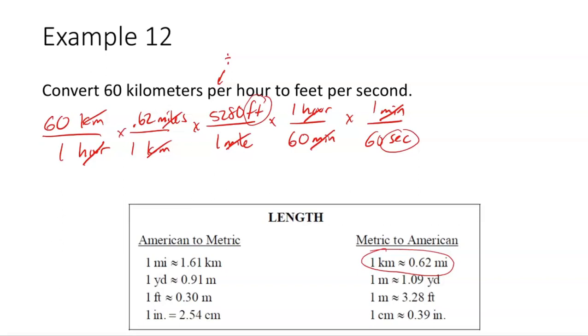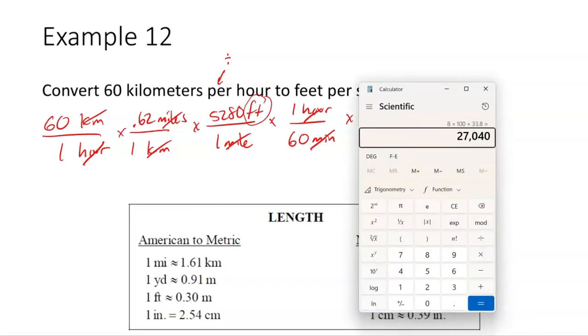You could cross out the 60s, but I'll just put them all in. What I have is 60 times 0.62 times 5,280 divided by 60 for the 60 minutes and divided by another 60 for the seconds. So that comes out to be 54.56 feet per second.